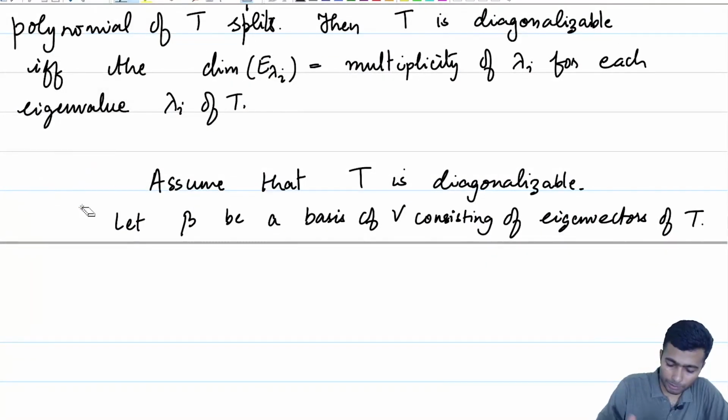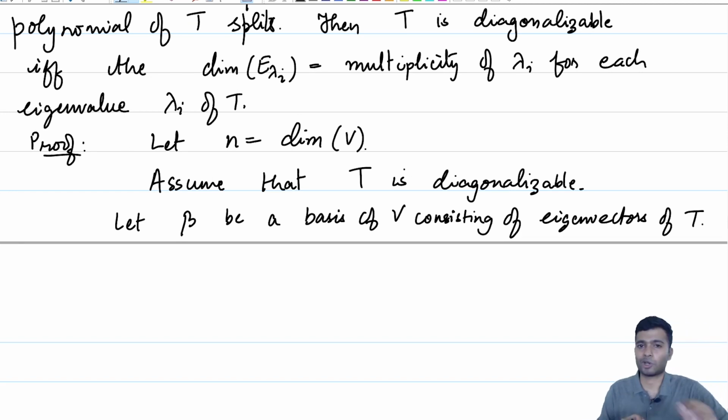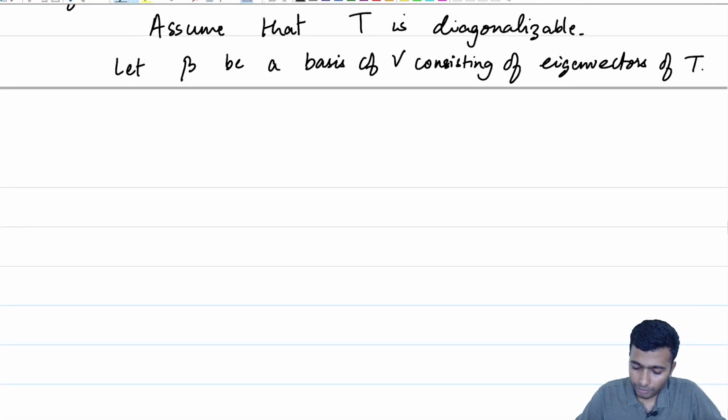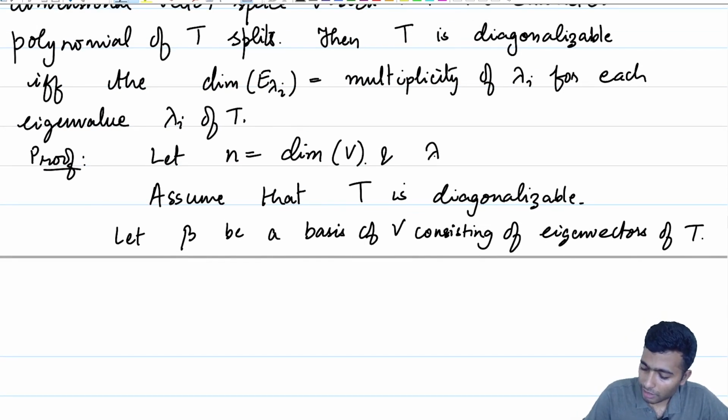Okay, so let us do one thing. Let us start the proof one line ahead, and let n be equal to the dimension of V. Let us call the dimension of V to be equal to n, and let lambda 1 to lambda k be the eigenvalues of T.